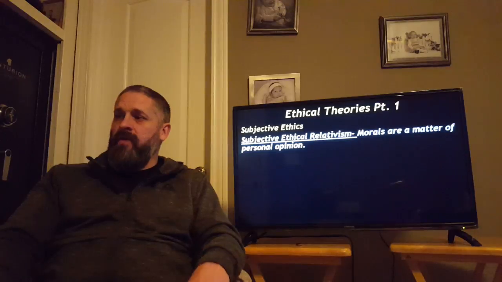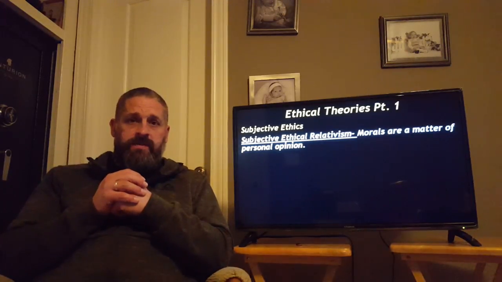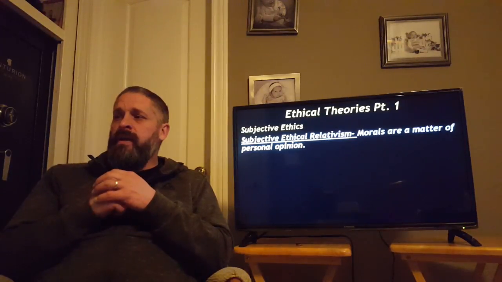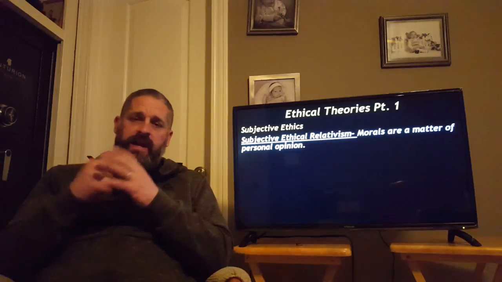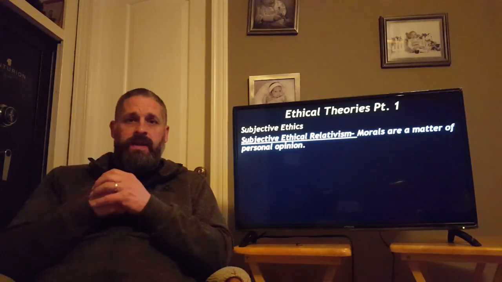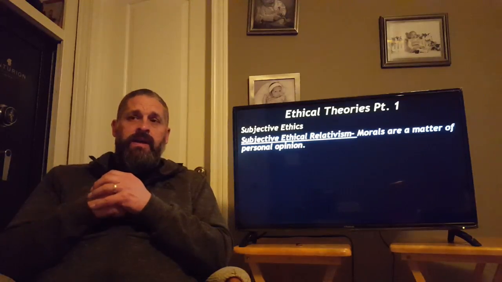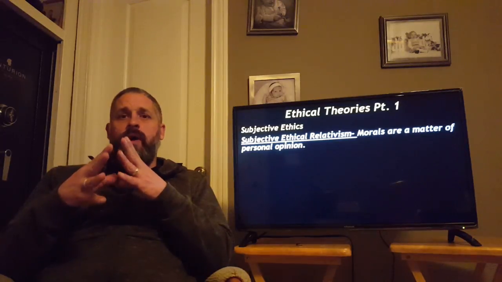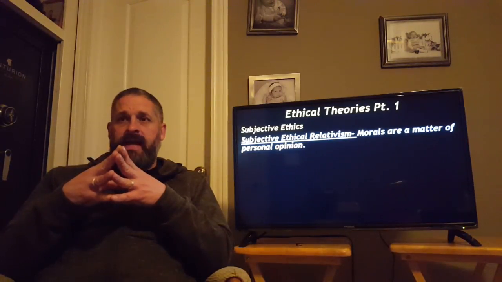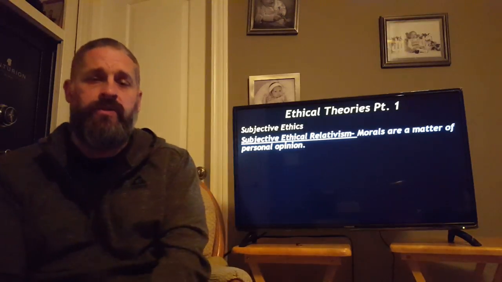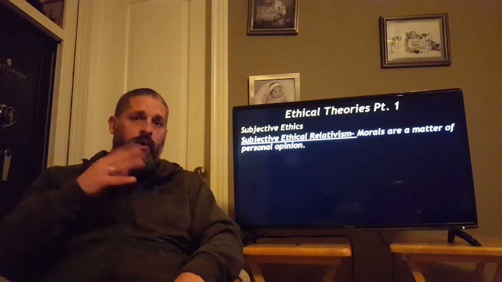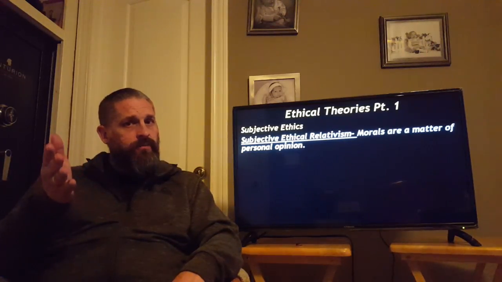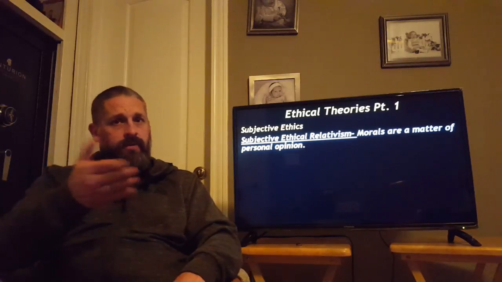Subjective ethical relativism. This view is also called individual relativism, and that's another one that you might see while you're reading different books. But subjective ethical relativism basically says that morals are a matter of personal opinion. That's basically the synopsis of it. Your commitments, your opinions, make up your morals, and those are the only morals that are possible for you, those that you hold as good or bad. So what you believe to be right for you is right for you, and what you believe to be wrong for you is wrong for you.